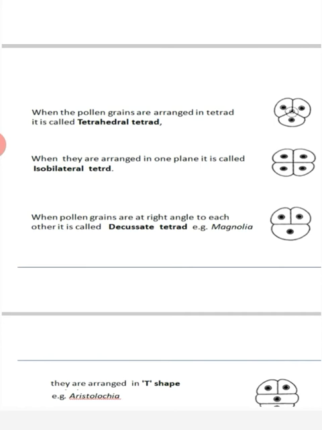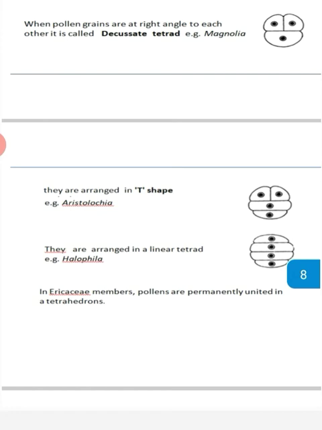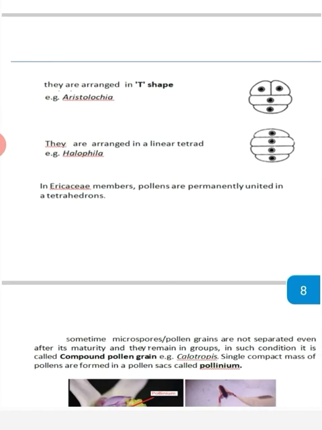That means this is the tetrahedral tetrad. They are arranged in one plane, that is the isobilateral. They are arranged at right angle to each other, that is the decussate. Example, Magnolia. In Aristolochia, they are arranged in the T-shaped manner. In Halophila, they are arranged in the linear. In Ericaceae, they are in the tetrahedral tetrads.